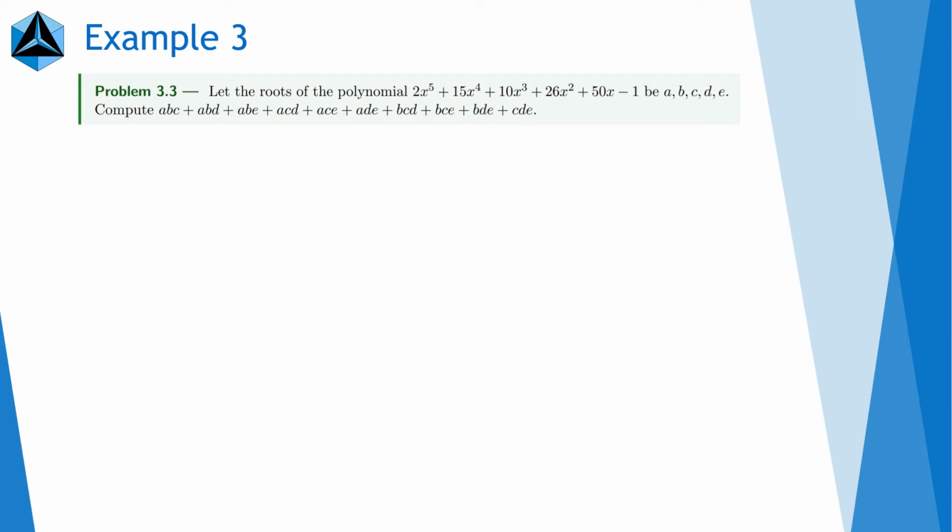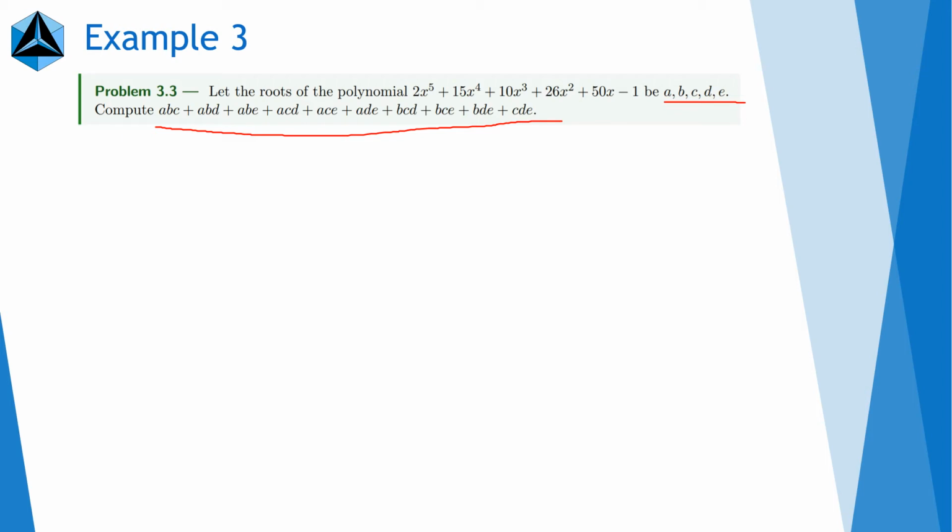The roots of the polynomial 2x to the 5th plus 15x to the 4th plus 10x cubed plus 26x squared plus 50x minus 1 are a, b, c, d, e. Compute abc plus abd plus abe plus acd plus ace plus ade plus bcd plus bce plus bde plus cde. Well, that was a mouthful. If you notice, all of this is just every single combination of length 3 of a, b, c, d, e.